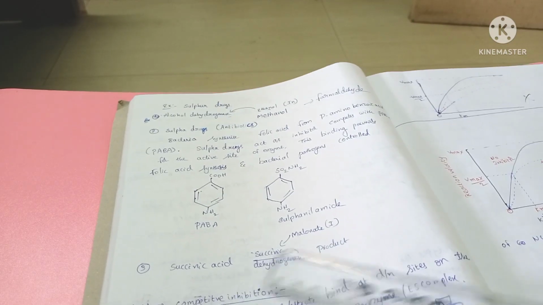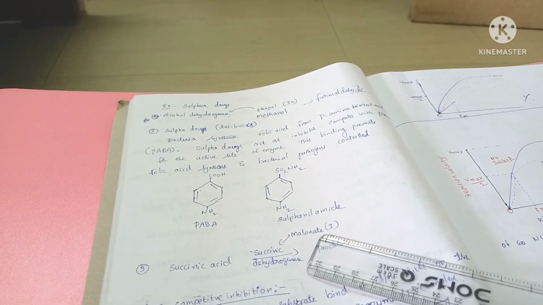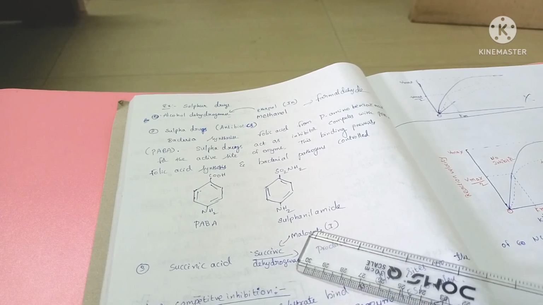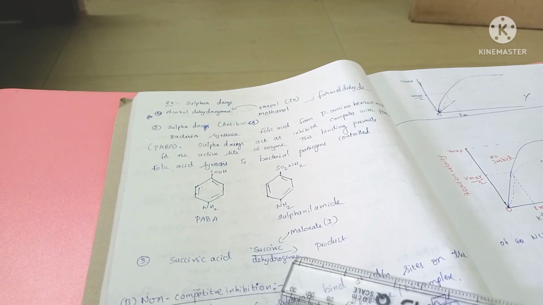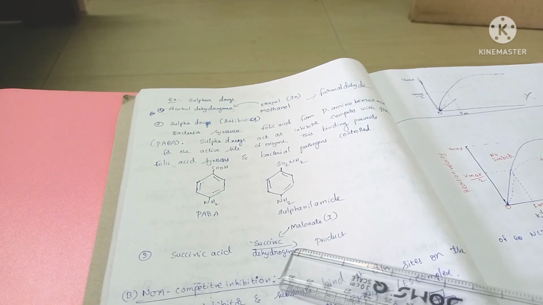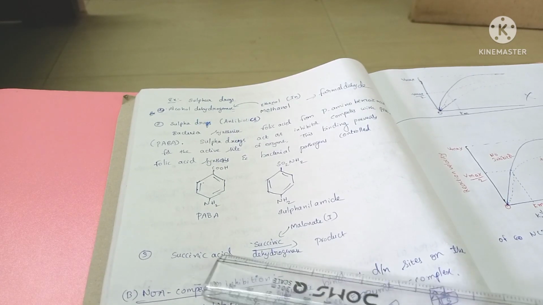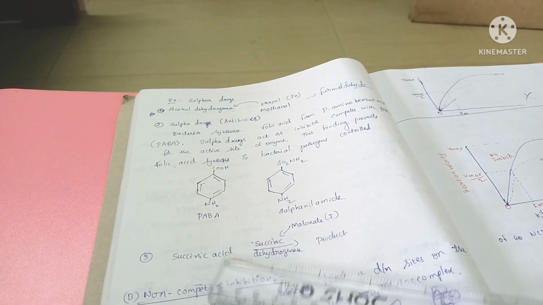The next one is malonate. Malonate acts as a competitive inhibitor. It binds to the enzyme succinic dehydrogenase. Which enzyme? It binds to the succinic dehydrogenase enzyme, where it competes with the succinic acid.